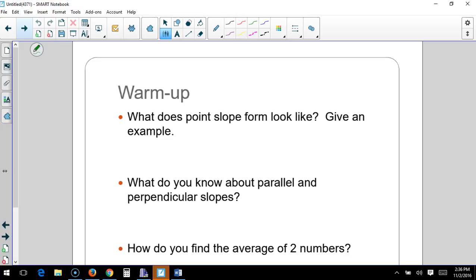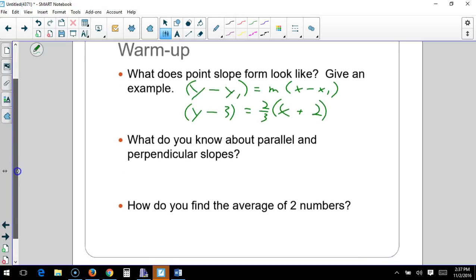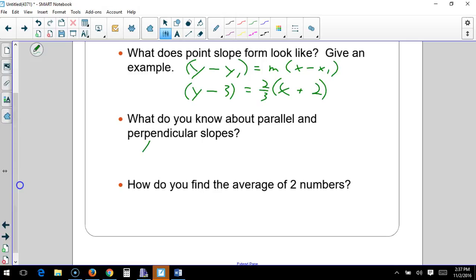So there's some things to think about. What does the point slope form look like? Well, remember that's y minus y1 equals m times x minus x1. An example would be y minus 3 equals 2/3 times x plus 2, which would be x minus negative 2. What do you know about parallel and perpendicular slopes?